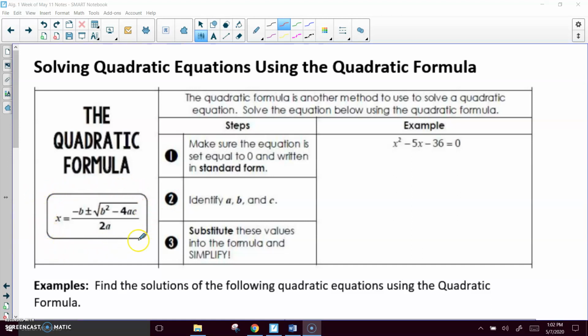So you'll see over here on the left our quadratic formula, where a, b, and c are the coefficients of our quadratic equation. Remember, we work with ax squared plus bx plus c equals 0. So we got to make sure it's equal to 0, and then we can determine our a, b, and c values. Then we plug those into our formula.